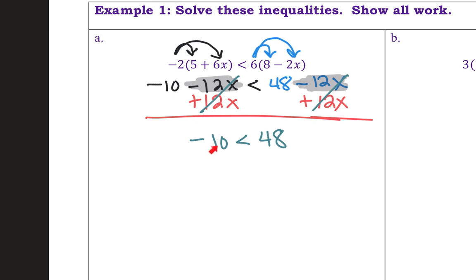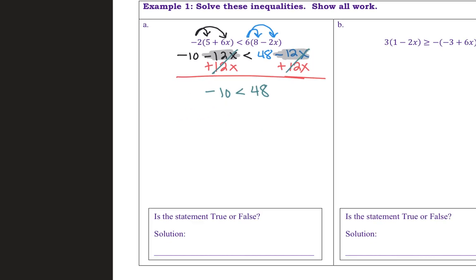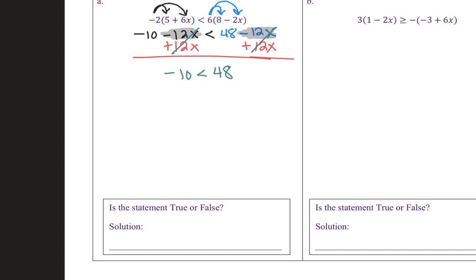What is this symbol telling me? That negative 10 is less than 48. Is that true or false? True. That's true. So then you're going to circle on your homework that that's a true statement. Negative 10 is less than 48. So our solution here is going to be all real numbers. All real numbers is what we're going to write.